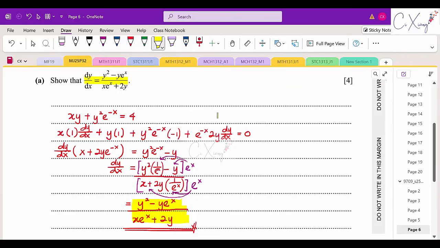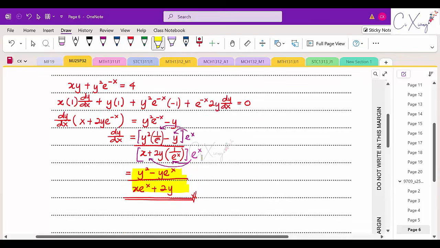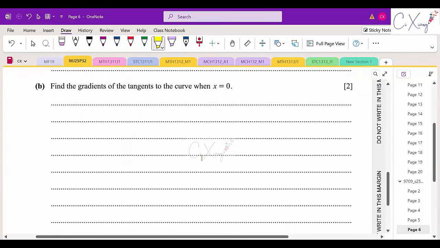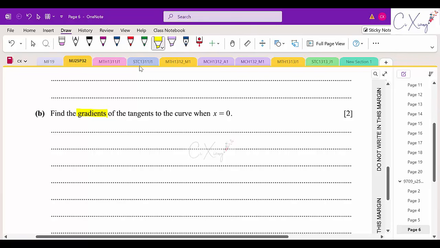Alright, okay. Then let's continue further to part number B. Now they want you to find the gradients of the tangents. Highlight the keyword gradients. You can see the S here. That means you might have more than one answer here. To the curve when x equals 0. Alright, gradients means dy dx. So they want to know the value of dy dx when x equals 0.